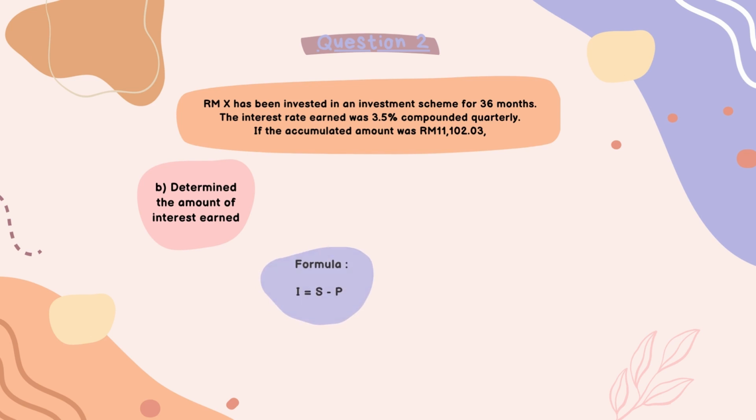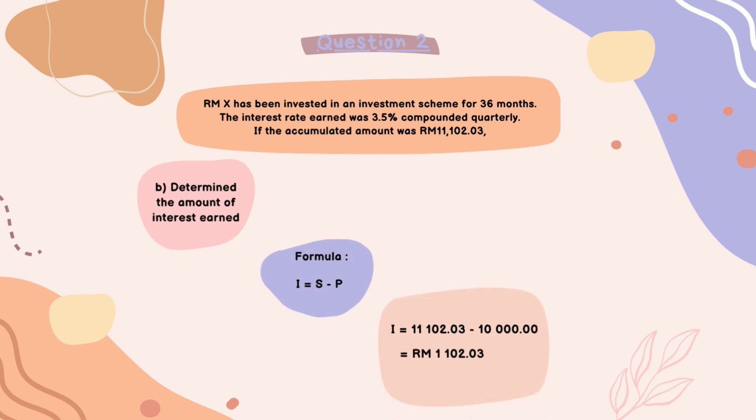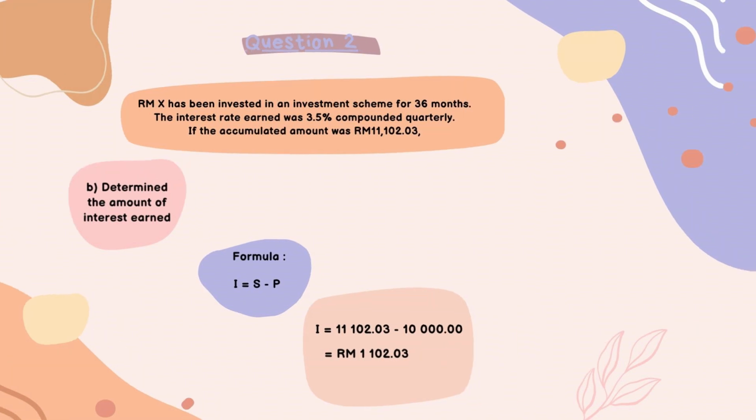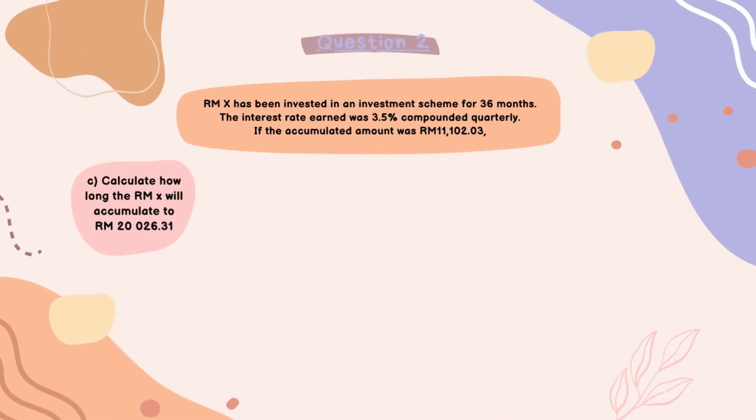So we use I equals S minus P, so we get S 11,102.03 minus 10k. So the I we got is RM1,102.03. So the next question C, calculate how long the RMX will accumulate to RM20,076.31. So in this question we will use the same formula, P (1 + K/M) to the power of MT, 10k.